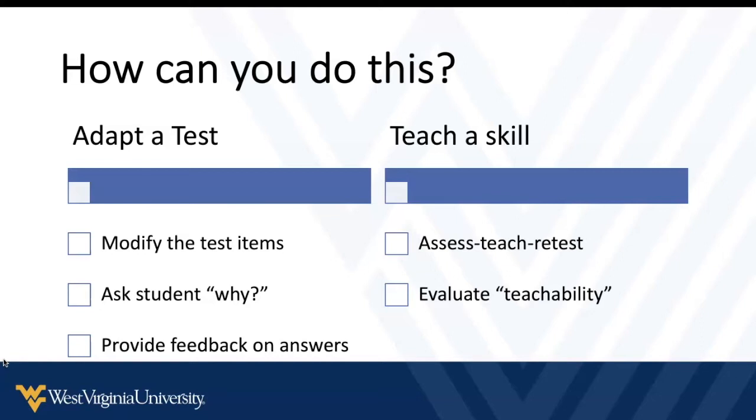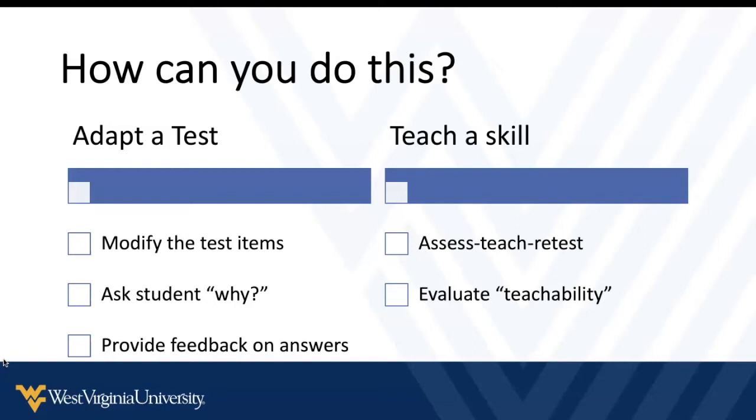But really there are a variety of ways, like I mentioned before, that we can do dynamic assessments during an evaluation. And so one category is to actually adapt your standardized test. To do that, you can modify your test items. After a question or a probe, you can ask the student why they provided the answer that they did, or you can provide feedback on answers.